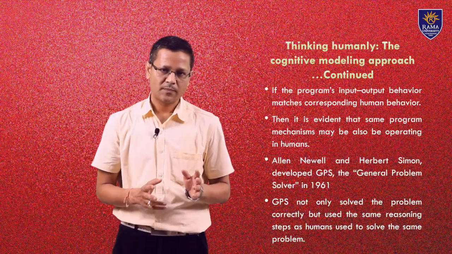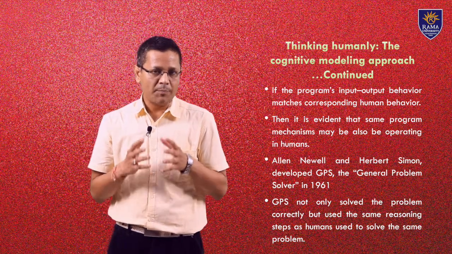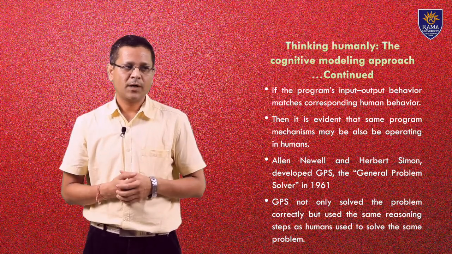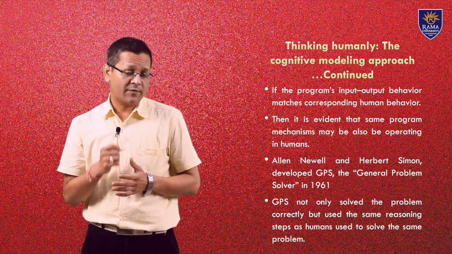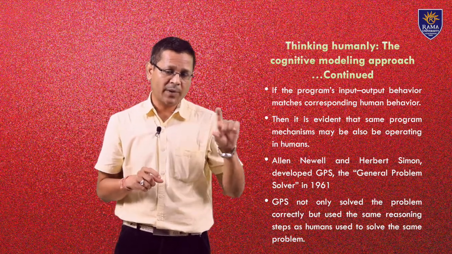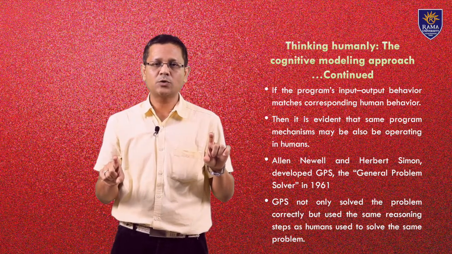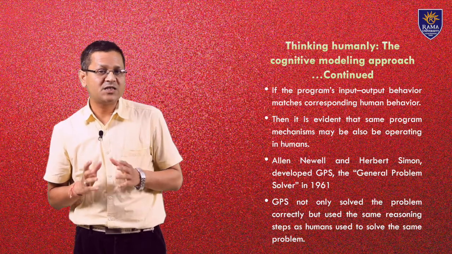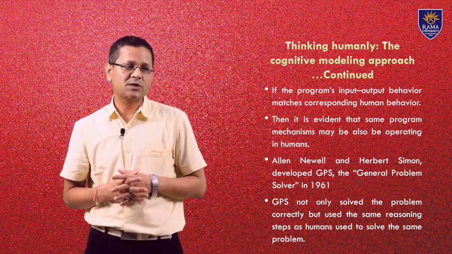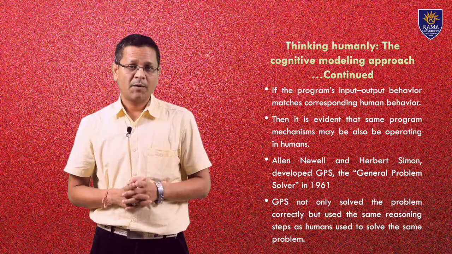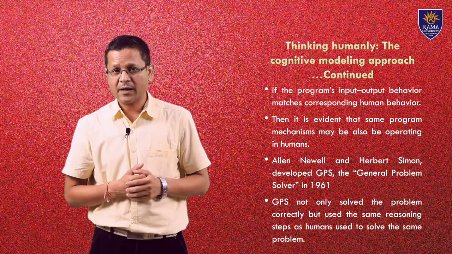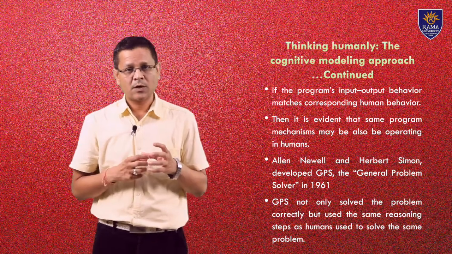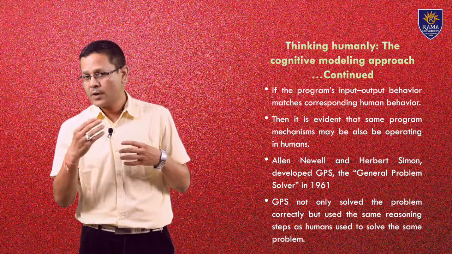Now if a program's input and output match human behavior, then we can say that the program has the cognitive feature in it and it can think humanly. It is also evident that the same kind of mechanism which is operating in a machine or a program is operating in human beings also. In this area, Allen Newell and Herbert Simon developed GPS, the General Problem Solver, in 1961. The GPS not only solved the problems, but when the steps were traced back, they were found to exactly match the humans. So that means GPS matched the cognitive thinking of humans.